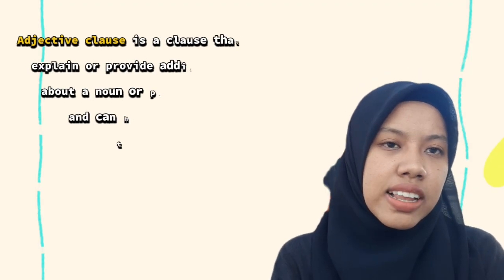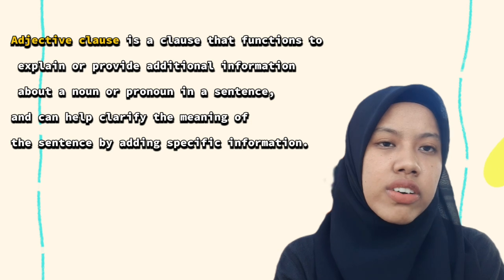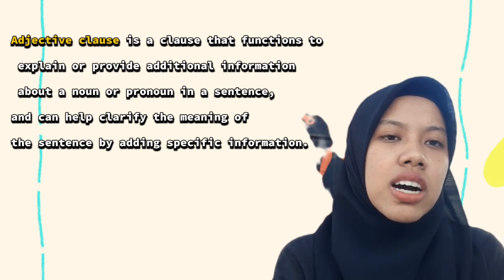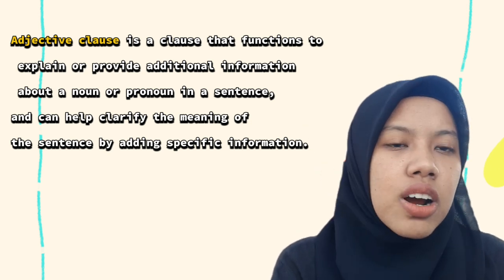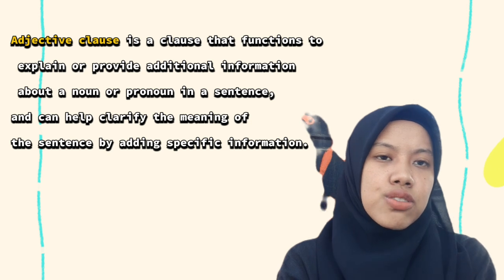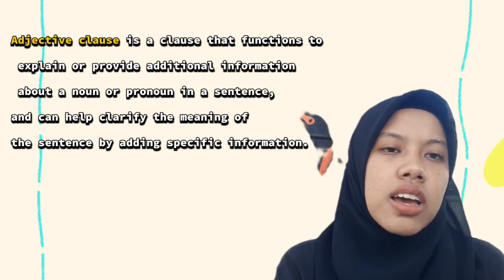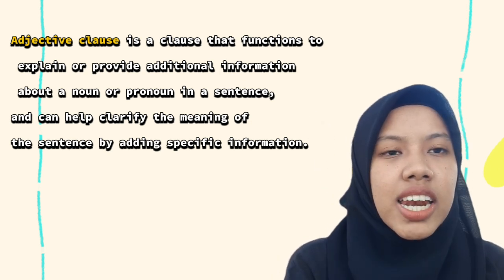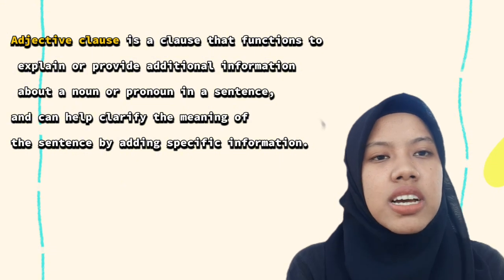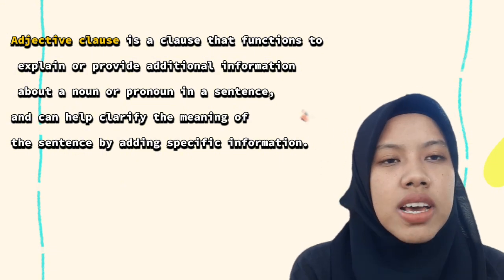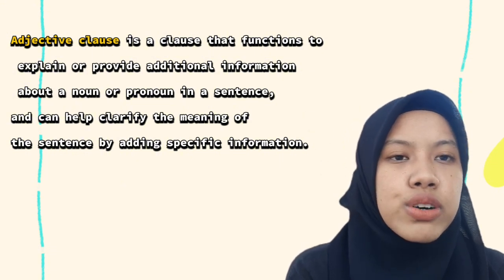Second is adjective clause. An adjective clause is a clause that functions to explain or provide additional information about a noun or pronoun in a sentence, and its function is also to help clarify the meaning of the sentence by using more specific information.